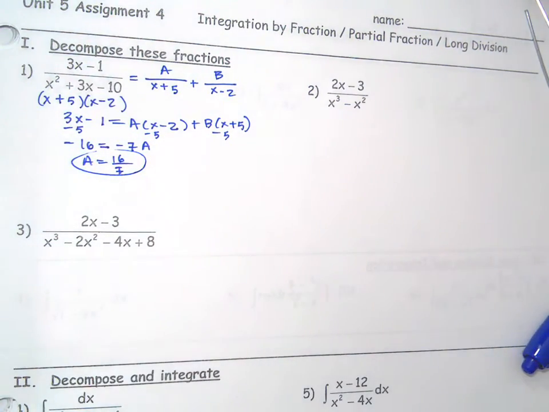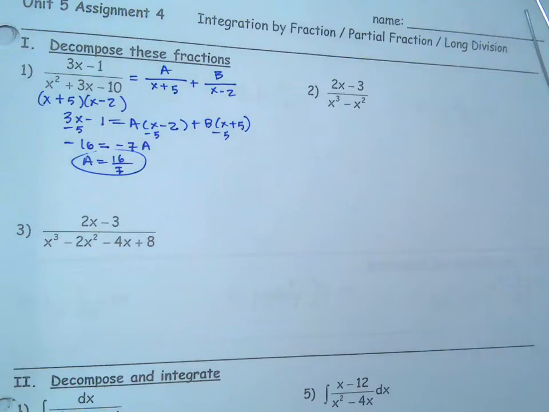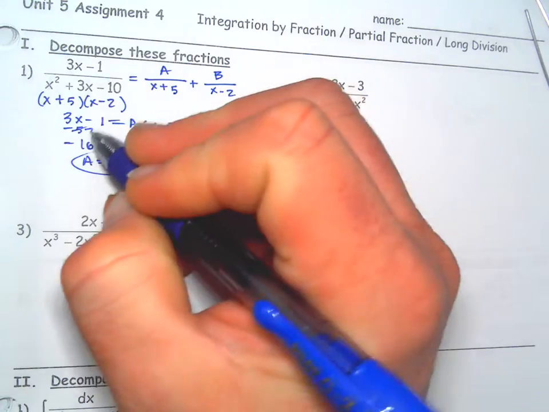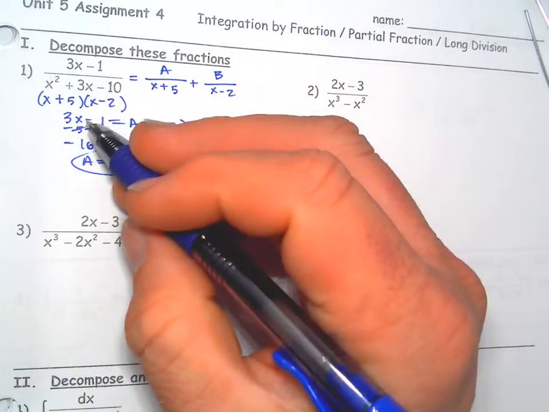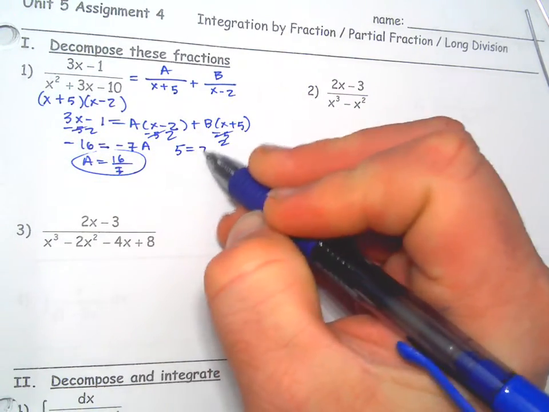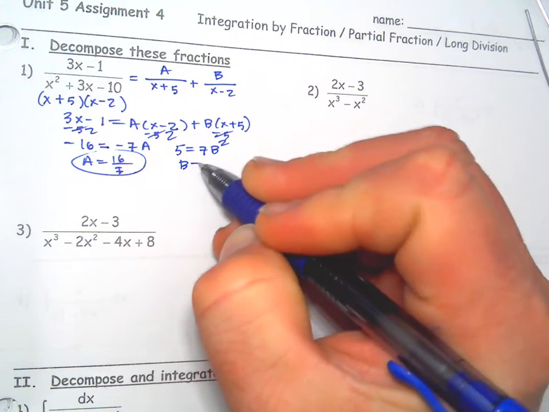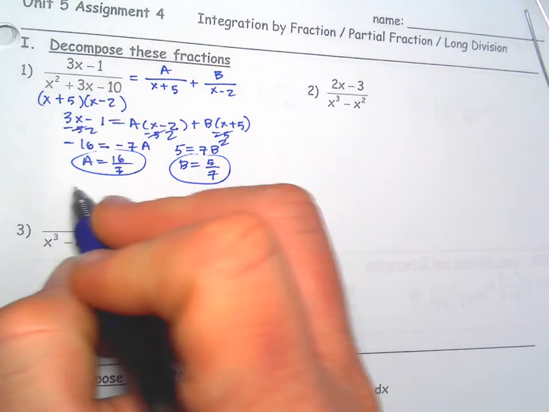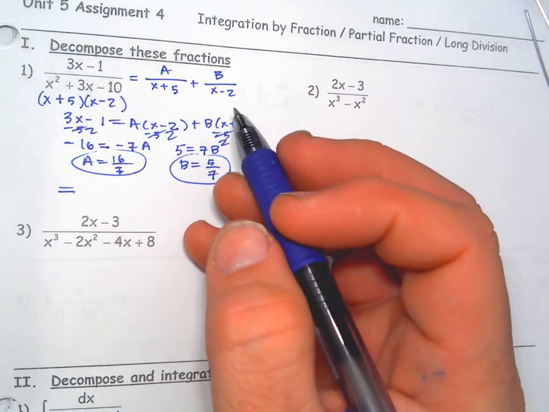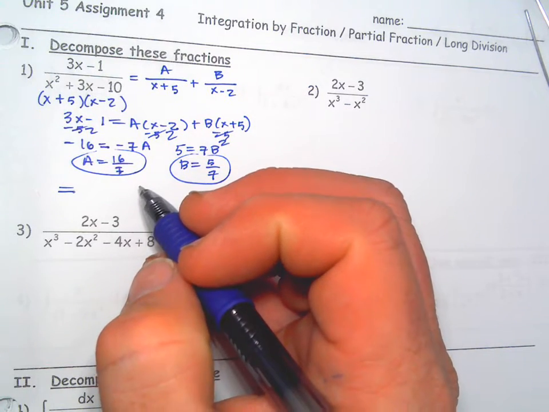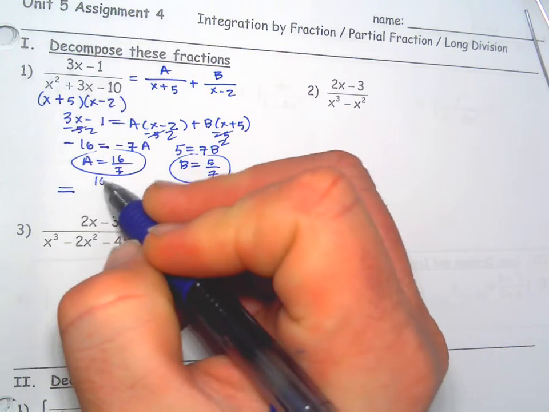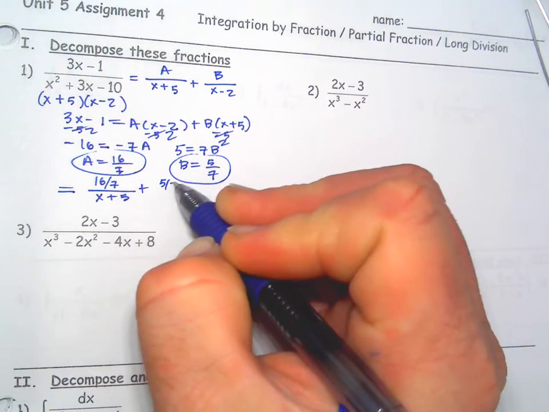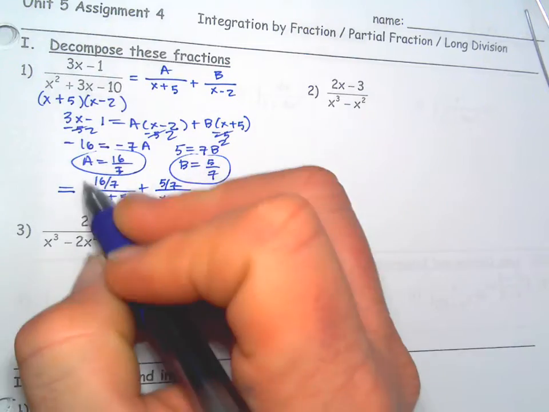Okay, then we're going to plug in 2. And so that would give us 5 equals 7B. So B equals 5/7. And so then our answer, got to write the answer, because you could put A, B somewhere else. It wasn't given to you. So, 16/7 over x plus 5 plus 5/7 over x minus 2. I mean, that's not pretty, but that's fine.